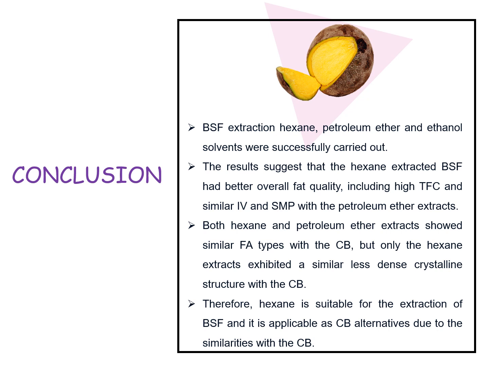So hexane is suitable for the extraction of Bambangan seed fat, and it is applicable as a cocoa butter alternative because of the similarities with the cocoa butter, including the physical chemical properties in terms of the slip melting point, and then its fatty acid composition and the crystal microstructure.